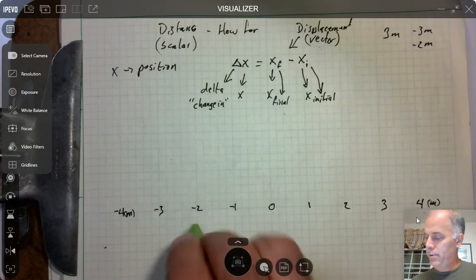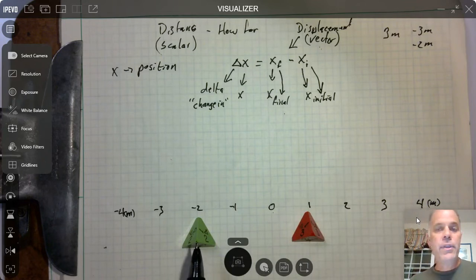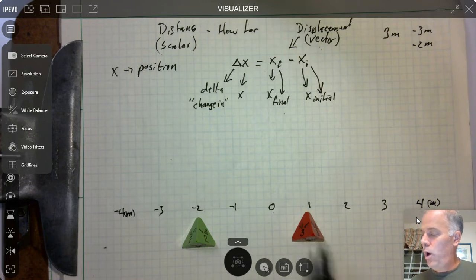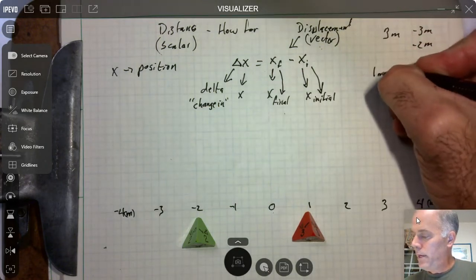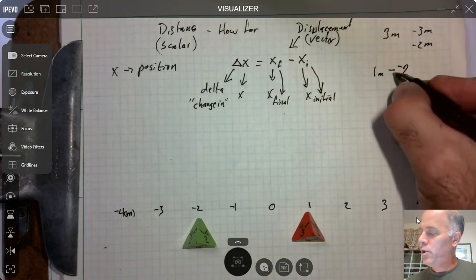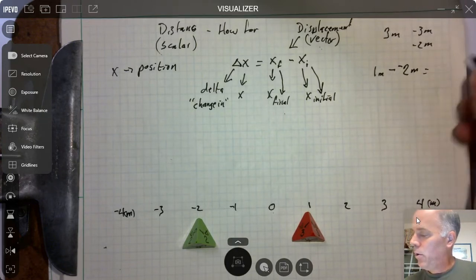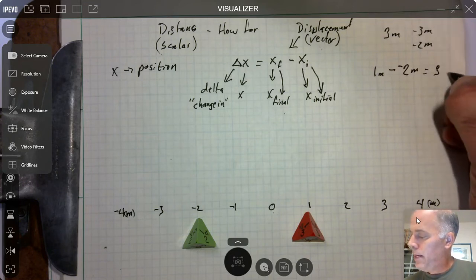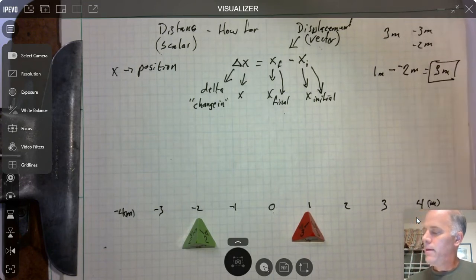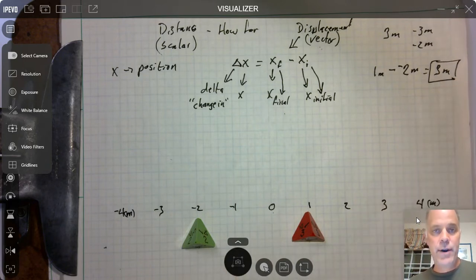So back to our examples here again. If we want to calculate the displacement, we take the final position, which is 1 meter, minus the initial position, which was position -2. So we're doing minus -2, which, as you recall, is adding. So that equals 3 meters. Okay? The displacement that we had from going from here to here is 3 meters. And since it's a positive number, that means it's in the positive direction.